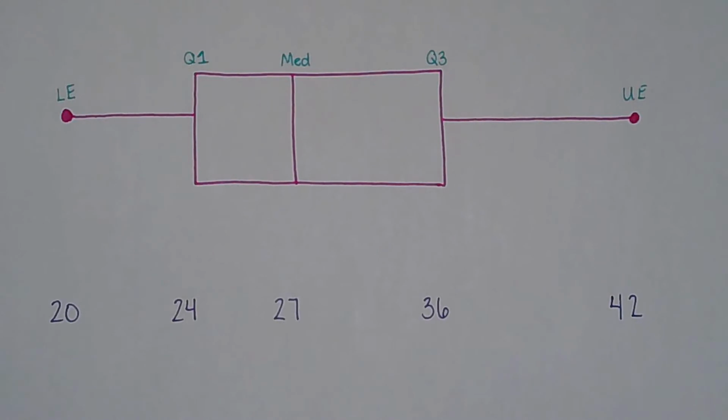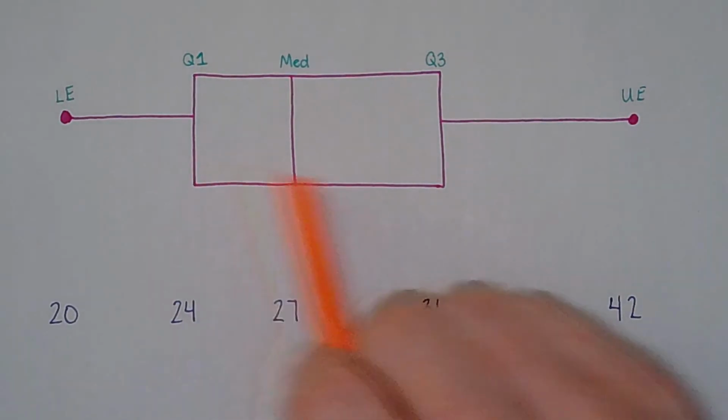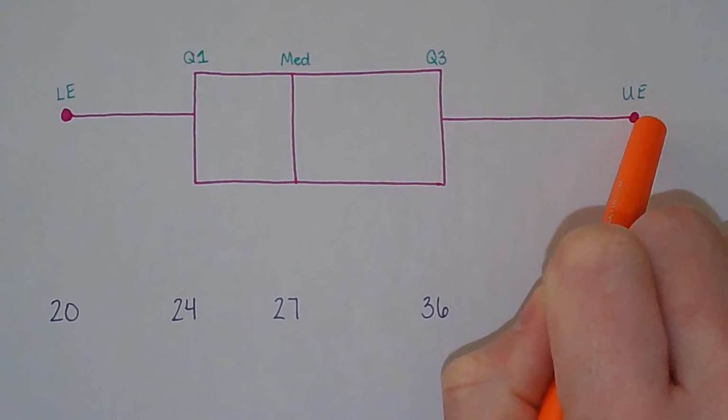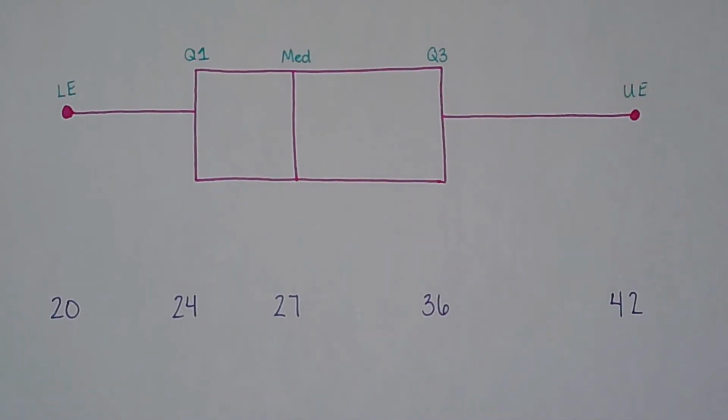So obviously this is what a box and whisker plot looks like. Not all of them are identical to this one. Like I've told you before, sometimes your box can be longer, sometimes your whiskers are longer. It all just depends on your data, okay?